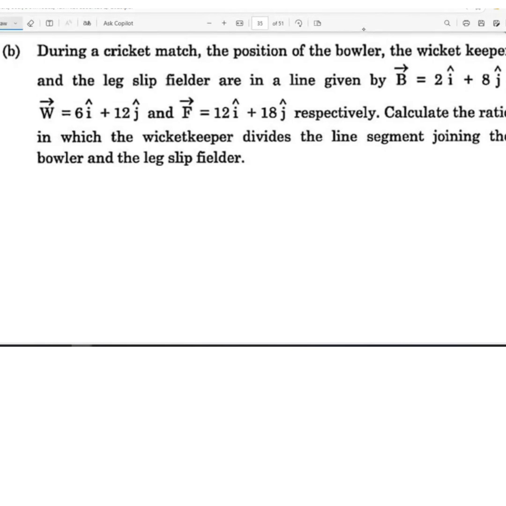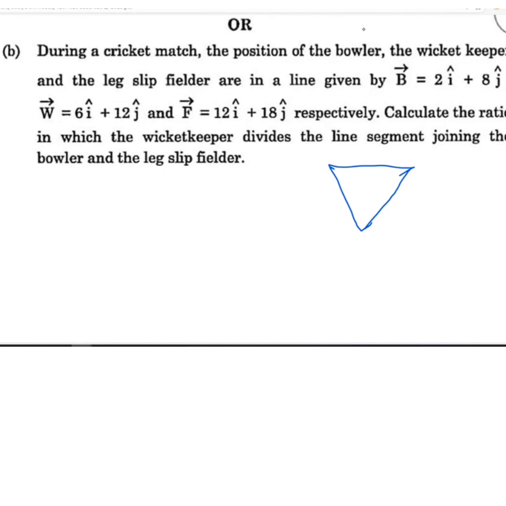So here we'll take the field and the position of the bowler, wicket keeper, and the leg slip fielder. Let me take these points as A, B, C, and O. This will be the bowler, this will be the wicket keeper, and this will be the leg slip fielder. So now the ratio they've given is K is to 1.